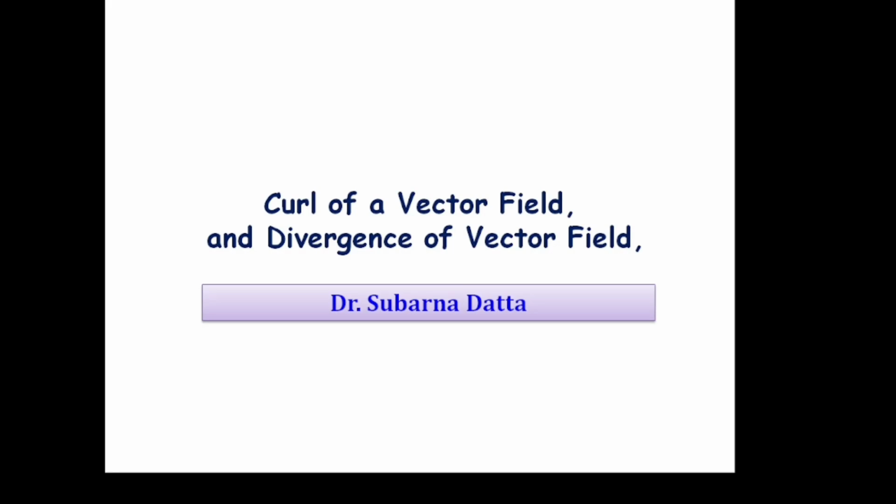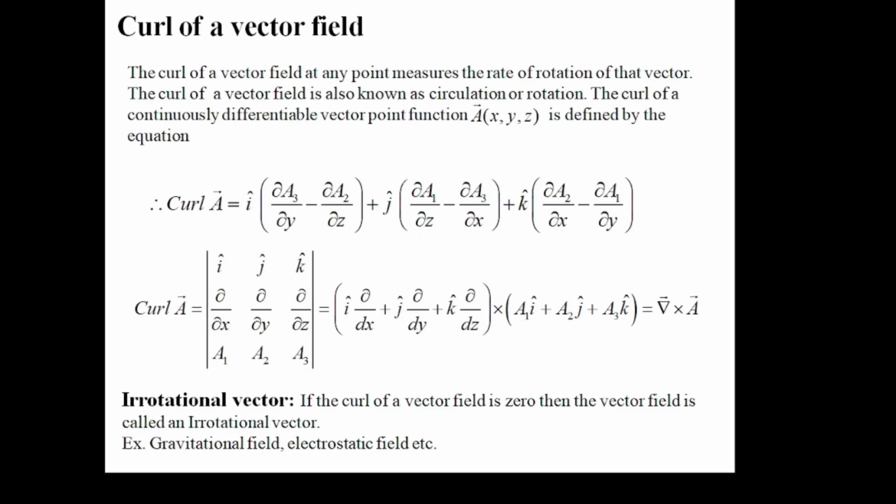Hello students, today we will discuss two important things: the curl of a vector field and the divergence of a vector field. First we will discuss the curl of a vector field. So what is this? The curl of a vector field at any point measures the rate of rotation of that vector. That means it measures how much the vector curls around the point in question.